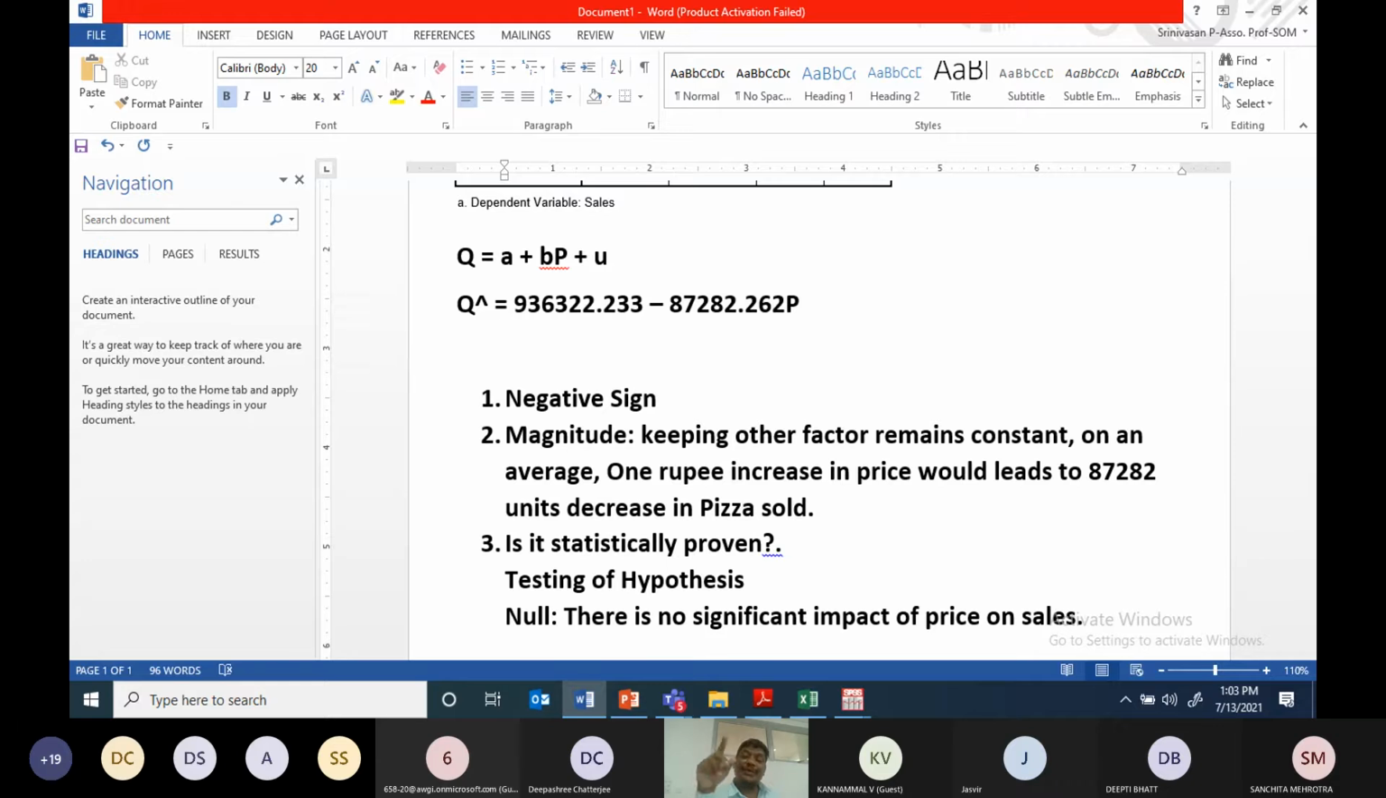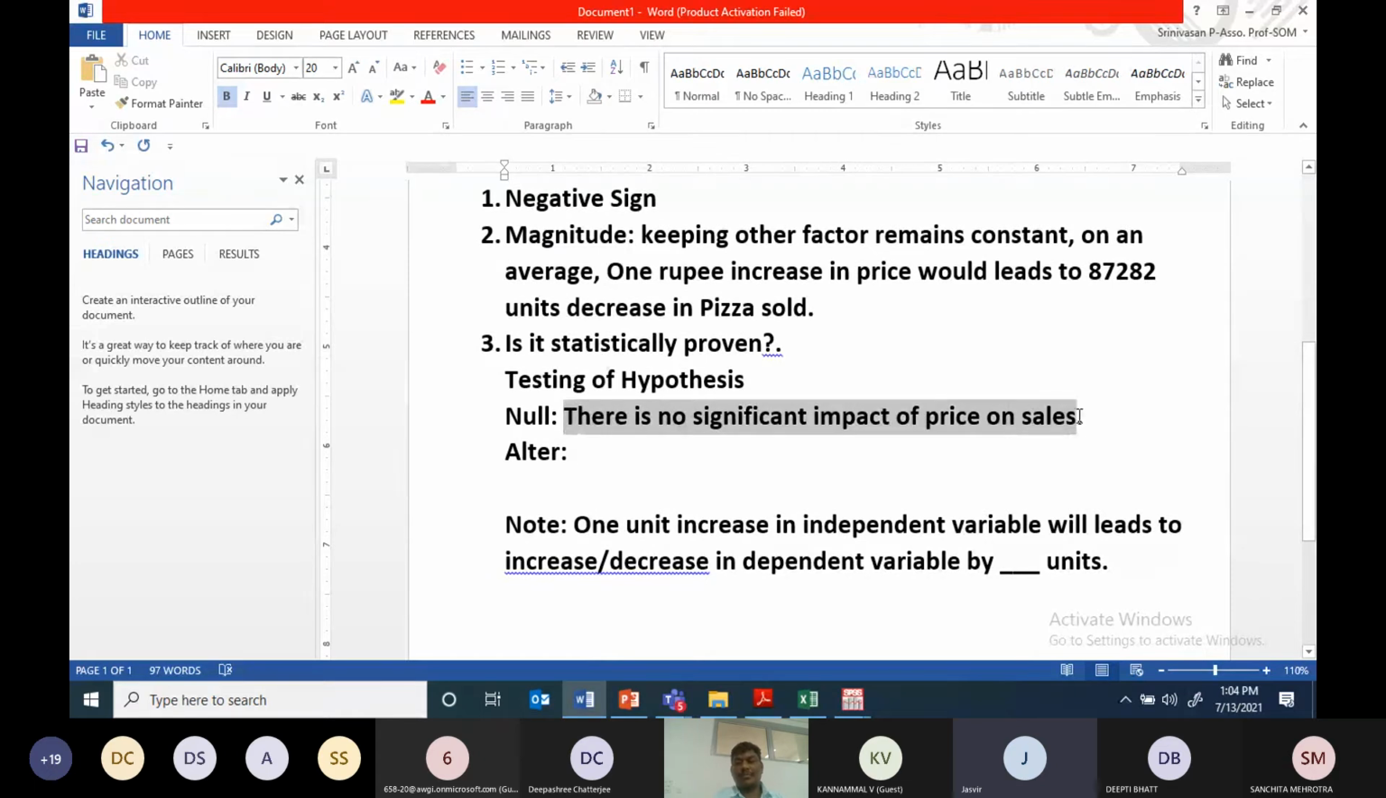I told you that in one slide, right? There's a different purpose. If you're merely using it for forecasting, these are not required at all. But if you go for cause and effect, because largely people use regression for cause and effect, what is the cause and what is the effect? So there is no significant impact of price on sales, and what is the alternative? There is a significant impact of price on sales.